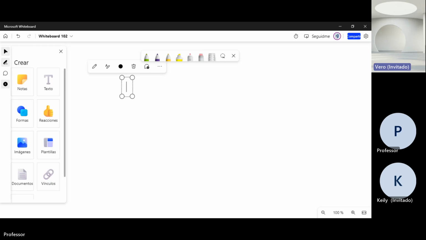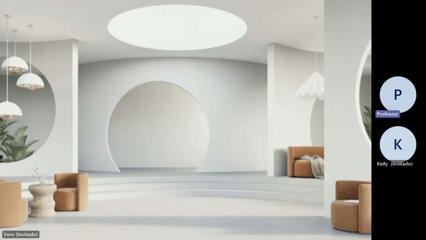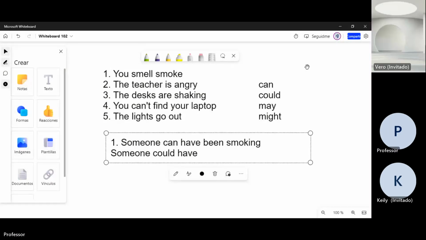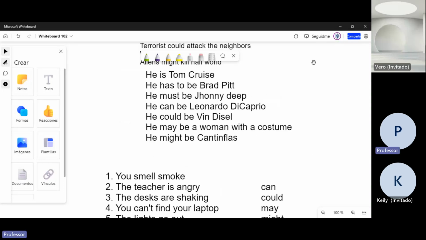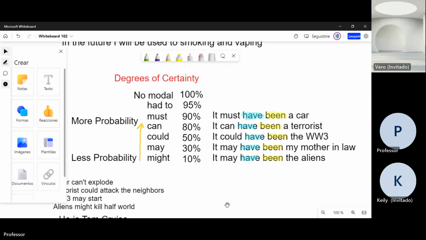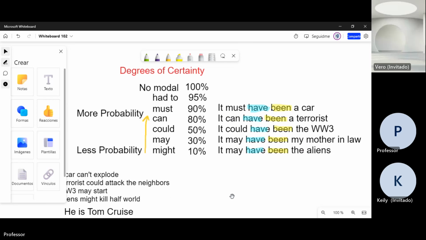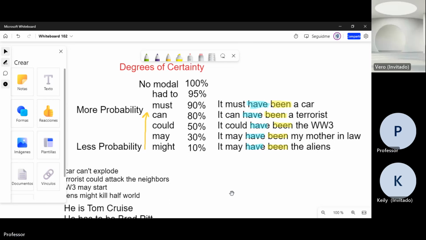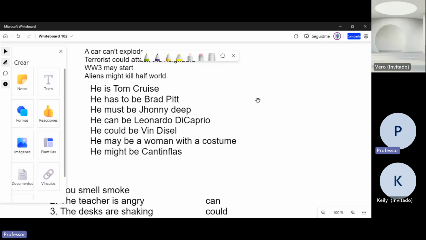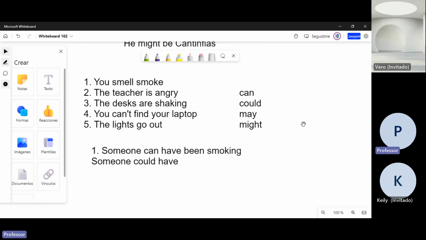Are you writing, teacher? Yes, I am. No, because we couldn't see anything. You're not saying anything. Why? We couldn't see anything on the screen. Let me try it again. Can you see it now? Now we can see. Did you see all this? Yes, yes. Ah, okay, perfect. So it was just with this. I'm sorry, I don't know what happened.